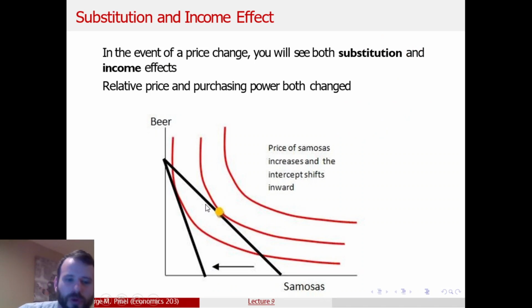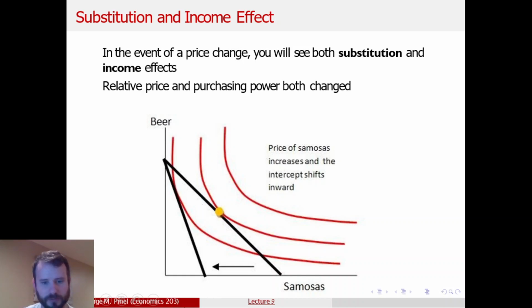Okay, so what's the new optimal consumption bundle? It's going to be this point right here. So this is the new point at which the indifference curve is tangent to the new budget constraint. Okay, so you're on a lower indifference curve because you consume relatively less of both goods. And it looks like you're consuming more beer and less samosas.